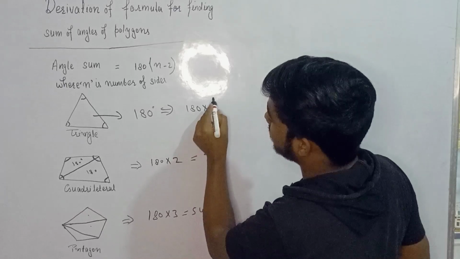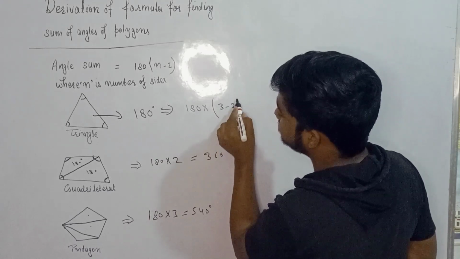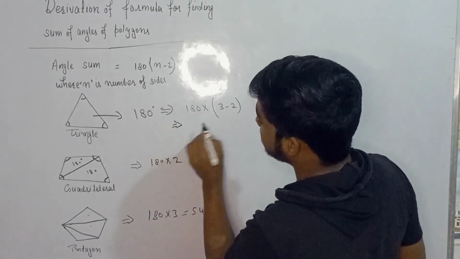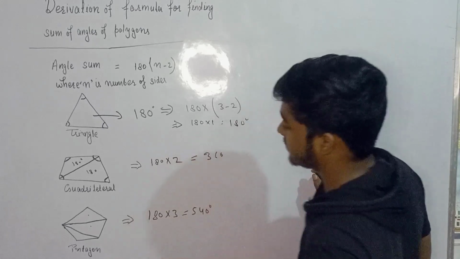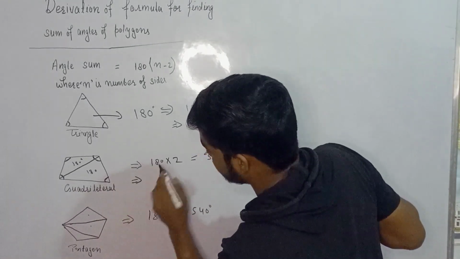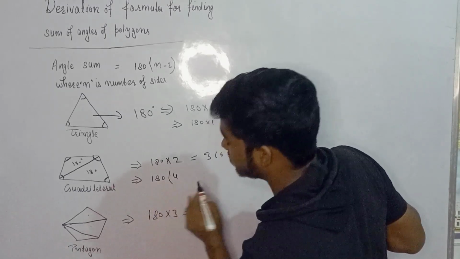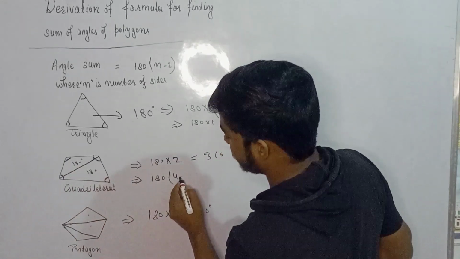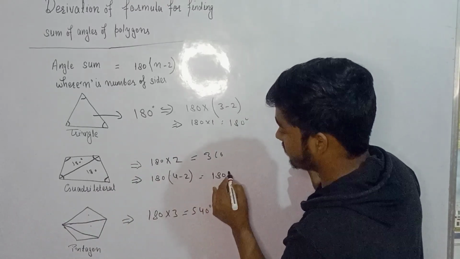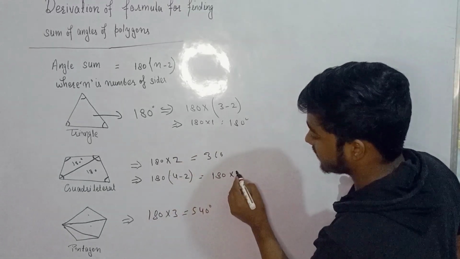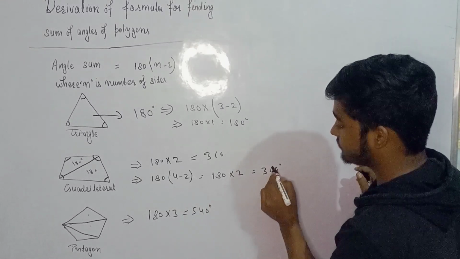Then by using this we can form a formula. Here, 180 multiplied by how many sides are there in this triangle? 3 sides. 3 minus 2, then what will we get? 180 into 1, 180 degrees, right? Similarly, here we can see 180 into 4, why? 1, 2, 3, 4 sides. We can write 4 minus 2 is 2, 180 into 2. What will we get? 360, right?